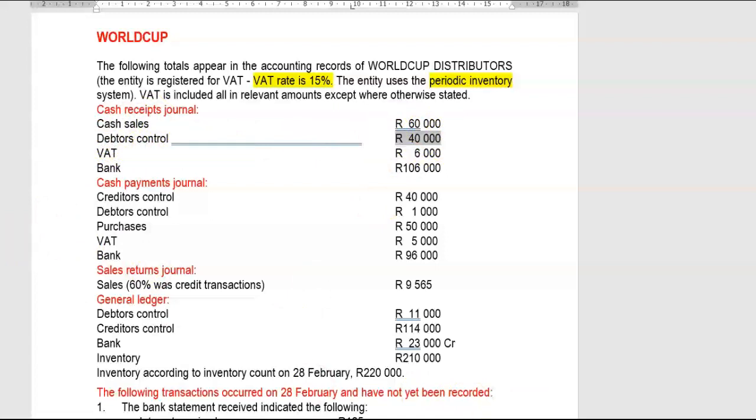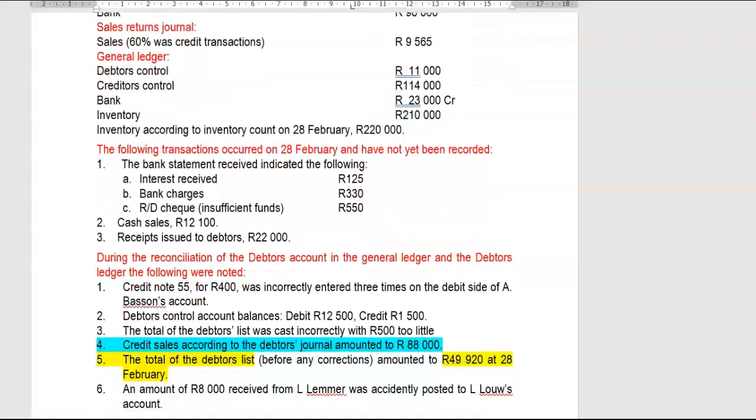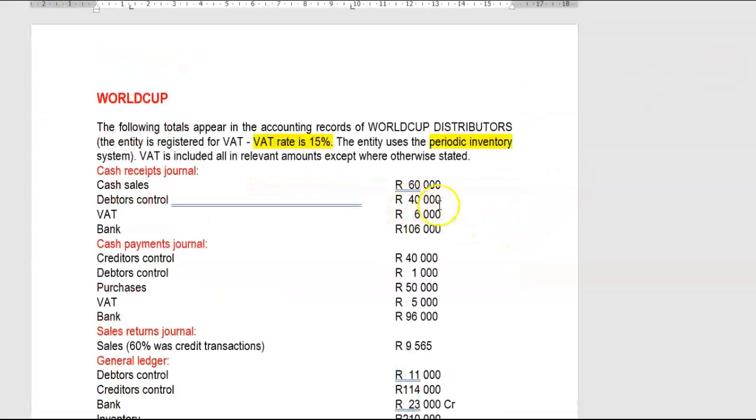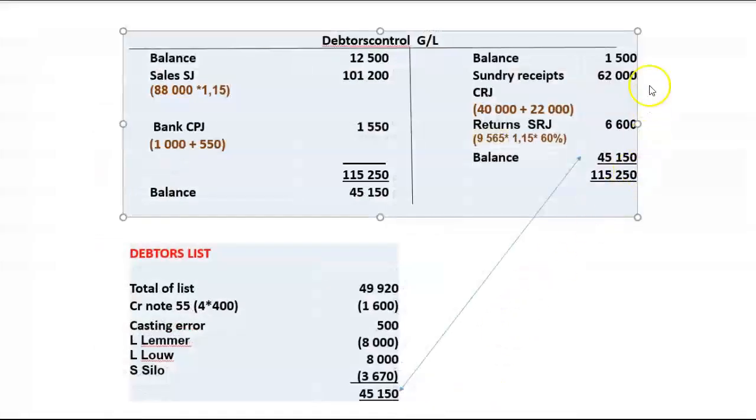That is 40,000 Rand. But over and above that 40,000 Rand that actually comes out of our bank account because it's our cash book receipts journal, we also had an amount. The following transactions occurred on 28 February that have not yet been recorded. We also have issued receipts to our debtors of 22,000 Rand. So the total amount that we've received from debtors was that 22,000 Rand plus that 40,000 Rand, which gives us a total of 62,000 Rand.